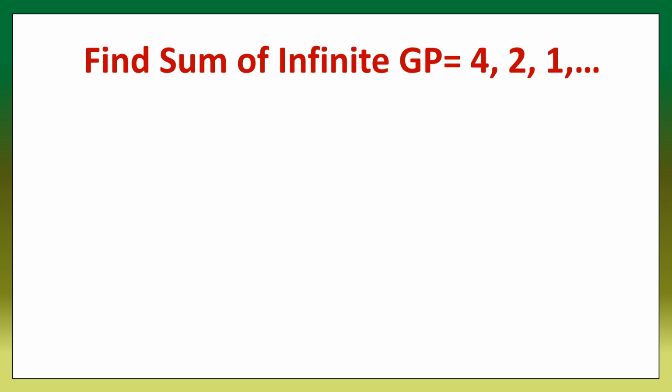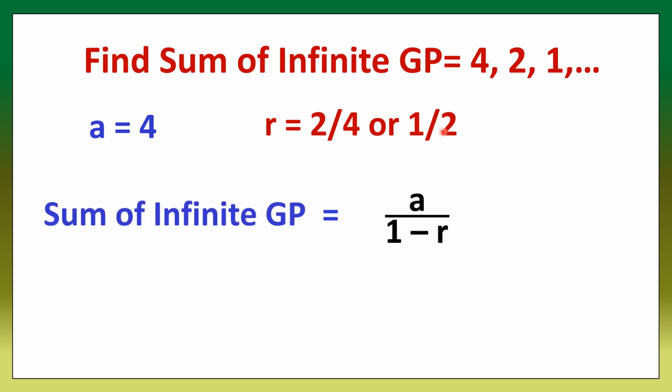The question is to find the sum of infinite GP and the GP is 4, 2, 1 dash. Let us try to do it. Here a is given, that is 4. R is the second term divided by the first term, that is 2 by 4, or by solving it, it will be 1 by 2. And then this formula is sum of infinite GP is equal to a divided by 1 minus r. And that will be 4 divided by 1 minus 1 by 2. And the answer is 8.